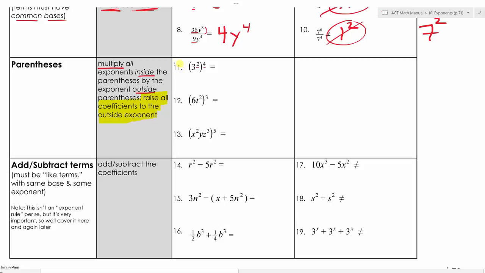So in example 11, again, there's no coefficient here. This 3 is a base, as I've been saying several times. So we do 3 squared, and then outside parentheses we have this 4th. So we just multiply these two numbers, the 2 and the 4, and we get 3 to the 8th.